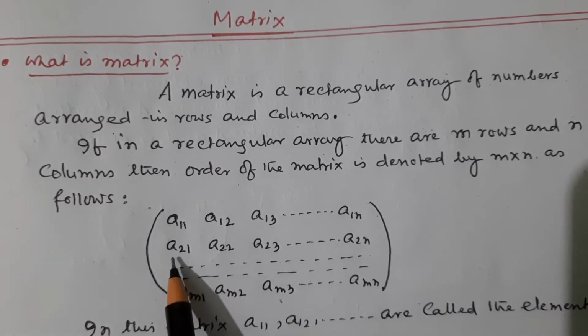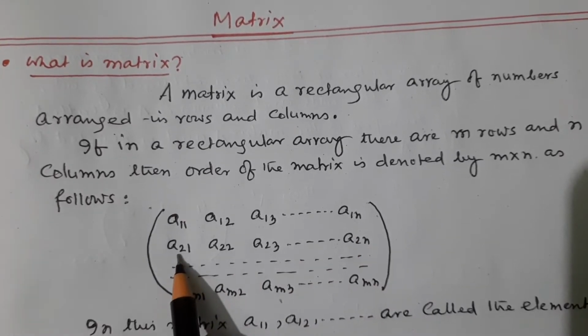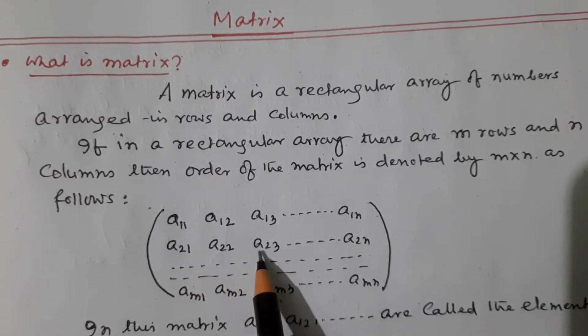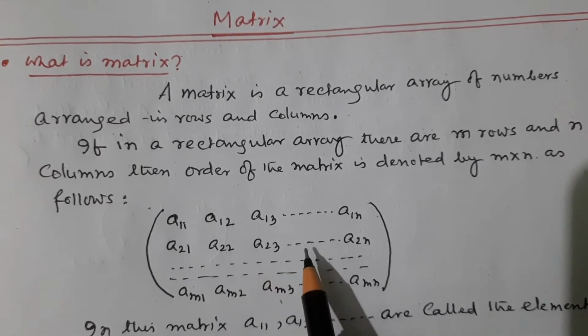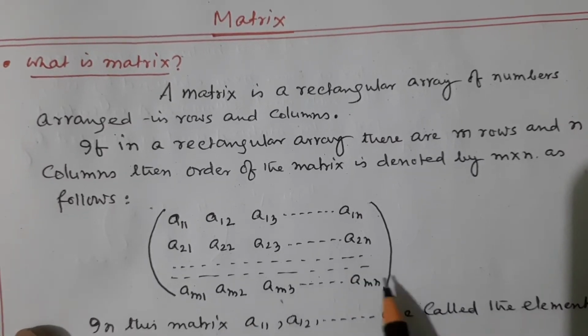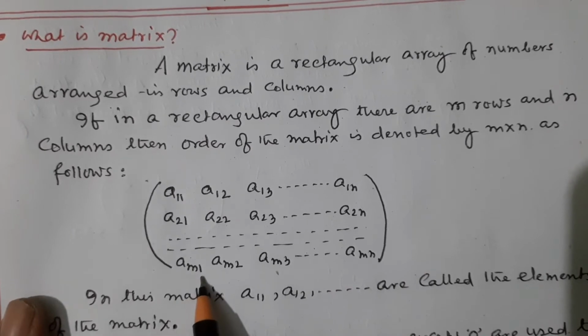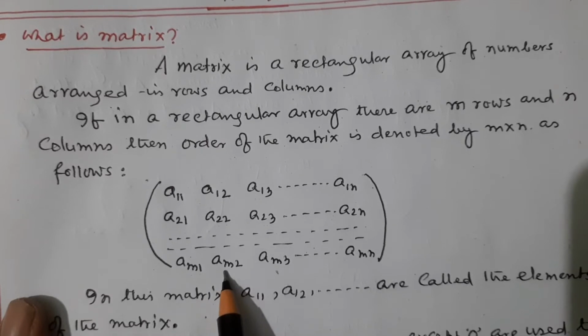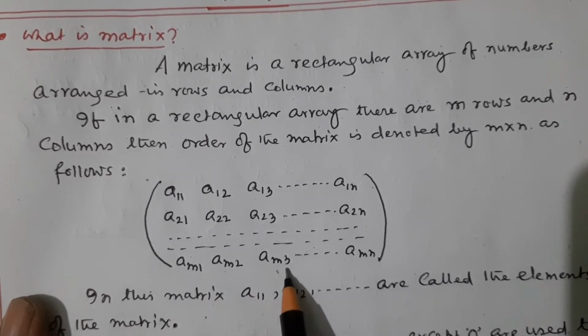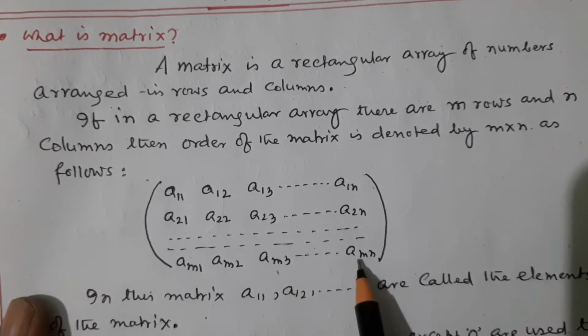Similarly, this is A21, second row, first column. A22, second row, second column. A23, second row, third column. A2n, second row, nth column. This is Am1, the mth row, first column. Am2, mth row, second column. Am3, mth row, third column. Amn, mth row, nth column.